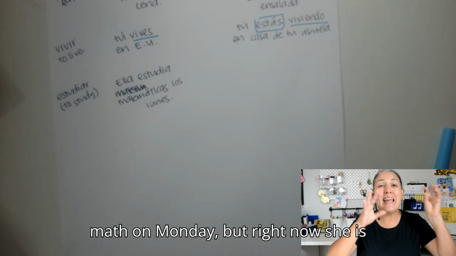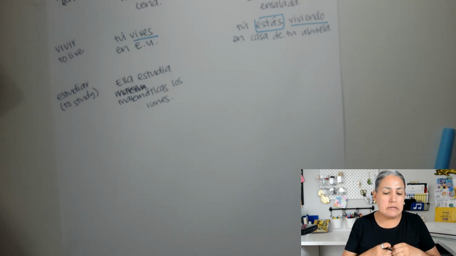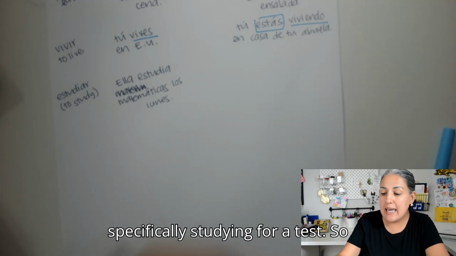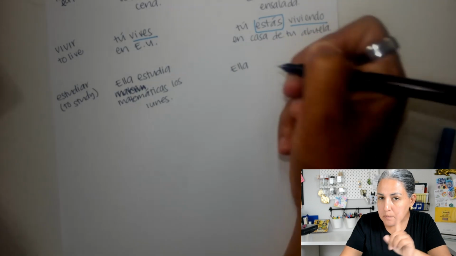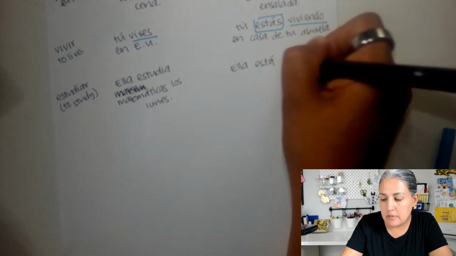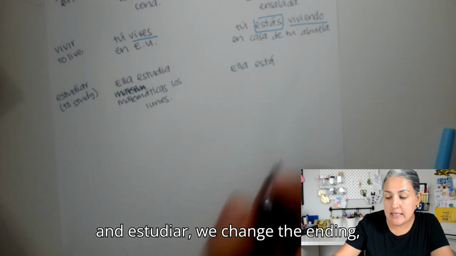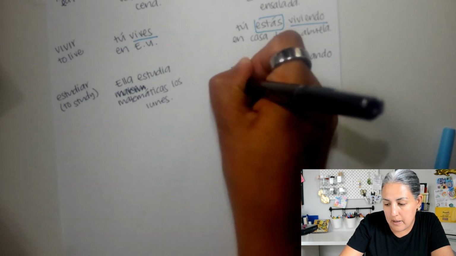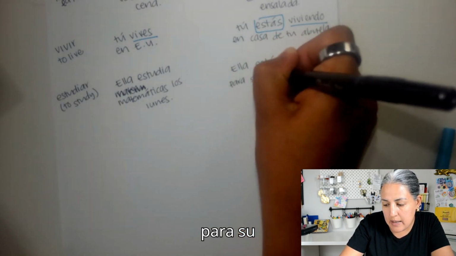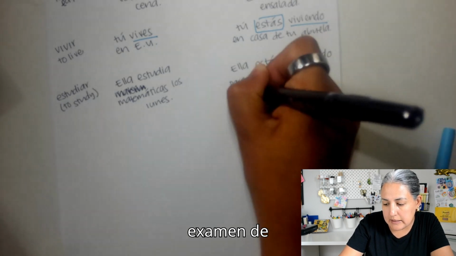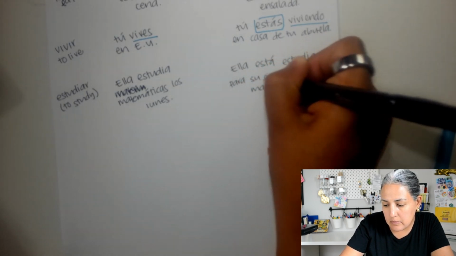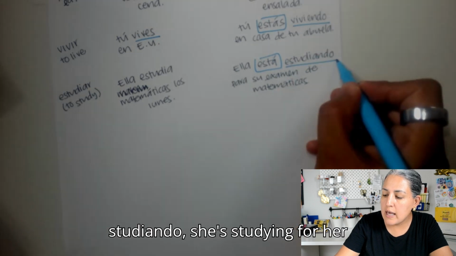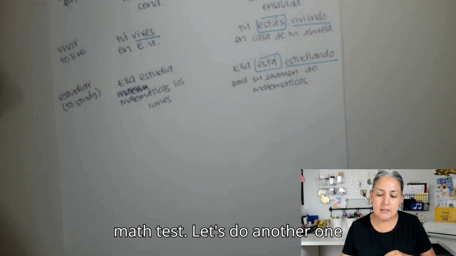She studies math on Monday, but right now she is studying for a test. Specifically studying for a test. So still ella. First step, está. And estudiar, we change the ending. Estudiando para su examen de matemáticas. Ella está, first step, estudiando. She's studying for her math test.